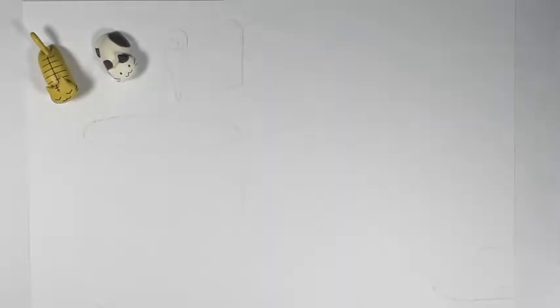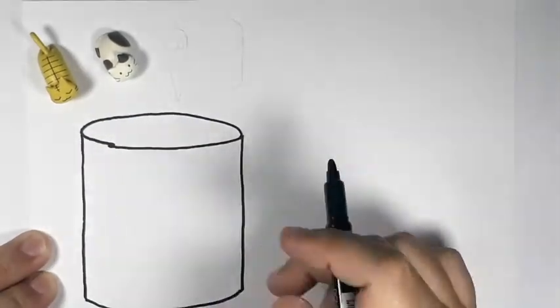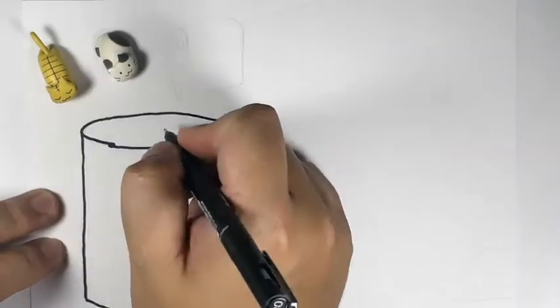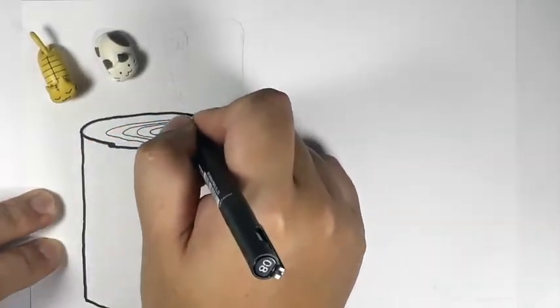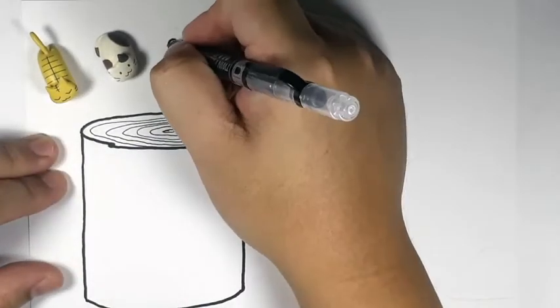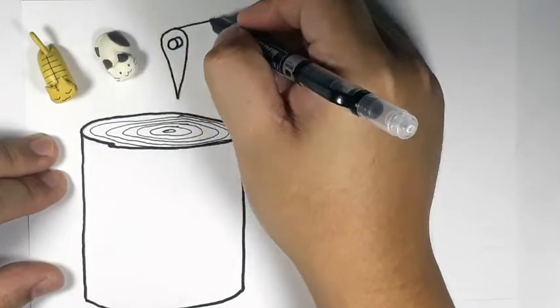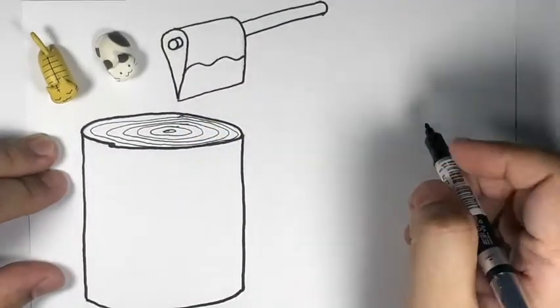So let's say that this cylinder is a tree trunk. So you chop it, and of course on top you will have your tree rings, which shows how old the tree is. So let's say you cut up that piece of wood into a slab.